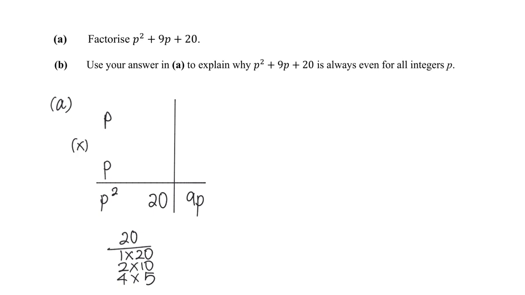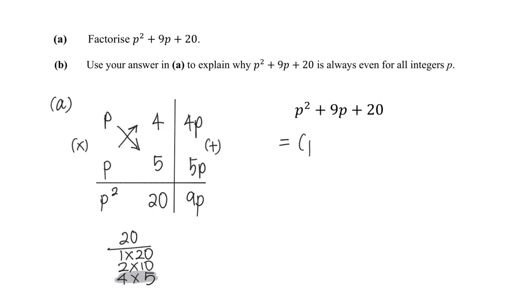And yes, we got it. 4 and 5. 4 times 5 does give me 20, and 5p plus 4p does give me back 9p. And so for part A, the answer would be p squared plus 9p plus 20 equals p plus 4 times p plus 5.